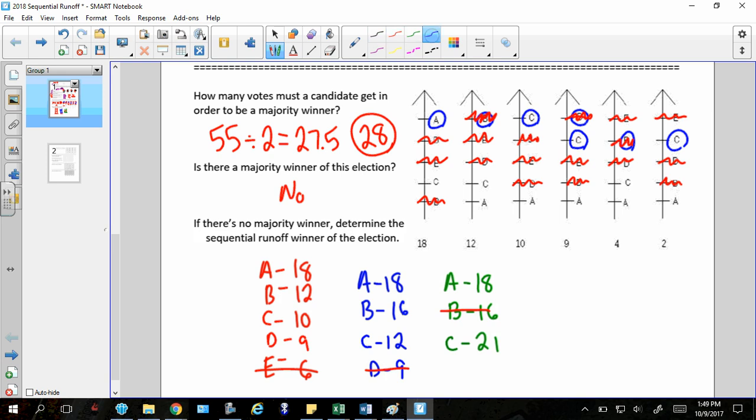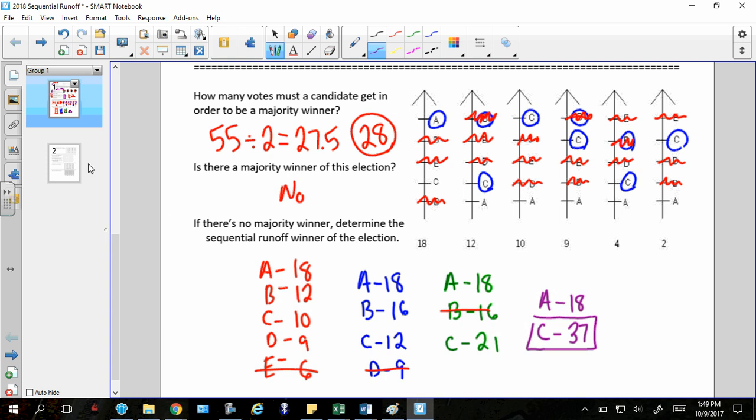So let's see the second column. Oh, C is in first place. Oh, I guess that would be column 5. C's in first place. I see a lot of C's and not a lot of A's. So let's say A ends up being 18, C ends up being 37. So my sequential runoff winner is C with 37.